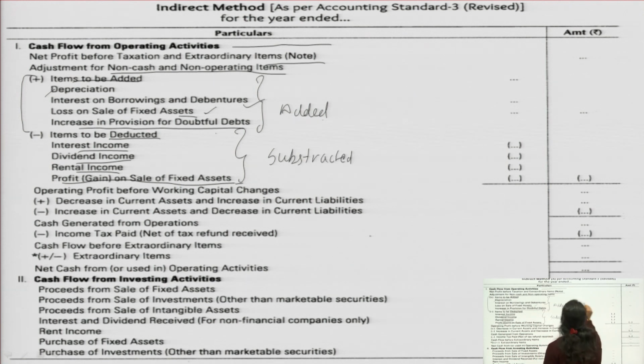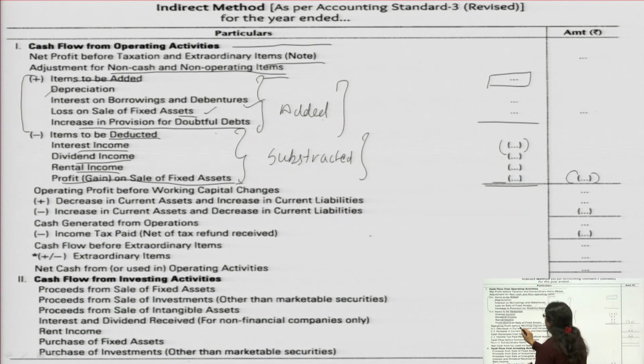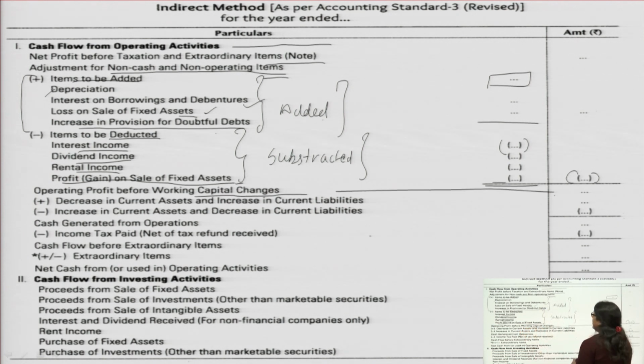The net profit before taxation is written here, the added values will be written here and the subtracted values will be there. Why this bracket? These are the values which need to be subtracted. For subtraction, rather than putting a minus, we are keeping the amount in brackets. So, the amount which comes out here will be kept here only, and it will be known as the operating profit before working capital changes. The head for this will be operating profit before working capital change.